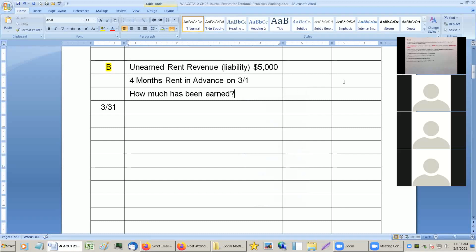How much is it per month? Let's do that one. How much is earned per month? Anyone? The monthly rent is 1,250. Yep, very good. So 4 months, 5,000, so 5,000 divided by 4.